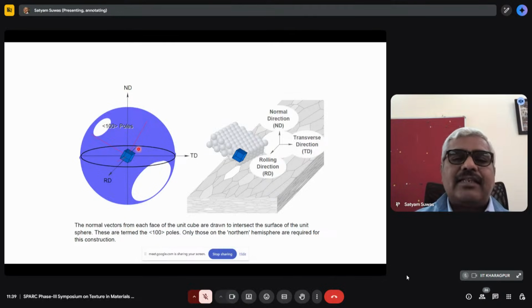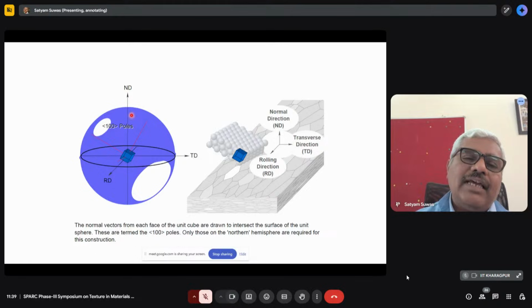These three planes are there. So this is exactly the same orientation as in the material, right? In the same condition, it is similarly positioned with respect to this RD, TD and ND as shown here, and similarly placed here as shown here.